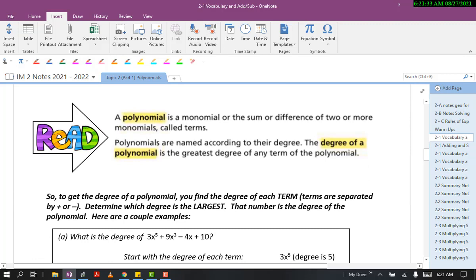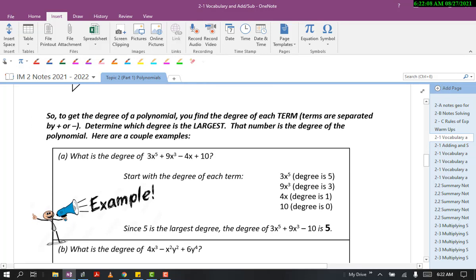Now here we get talking about polynomial again. A polynomial is a monomial, so one term, or the sum or difference of two or more monomials called terms. So we'll have plus or minus in between terms, and that's how we can tell the different terms apart. Polynomials are named according to their degree as well. The degree of a polynomial is the greatest degree of any term of the polynomial or of any monomial in the polynomial.